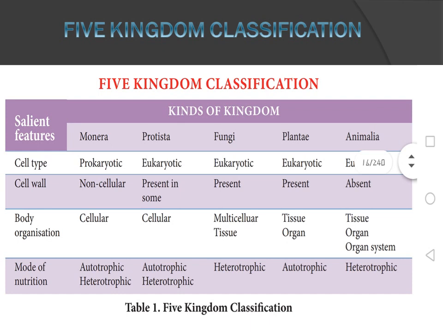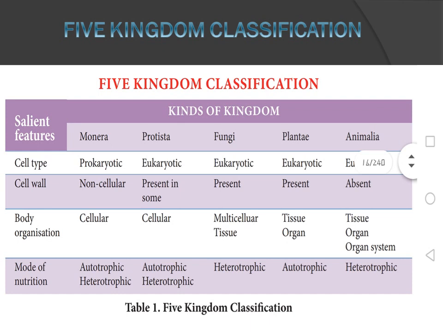As per the mode of nutrition, how have they classified, right? So Monera, they said autotrophic as well as heterotrophic. I hope you know the difference between these two. Autotrophic organisms synthesize their own food, right? Heterotrophic means it depends on other organisms for its nutrition. It is called heterotrophic, right? So in Monera, autotrophs are there, heterotrophs also.